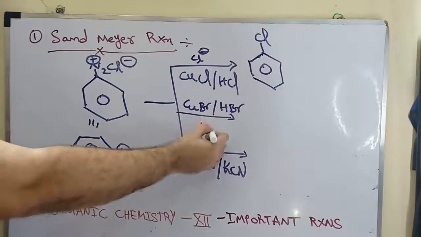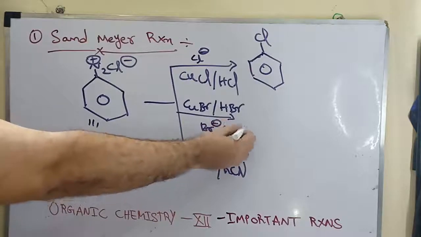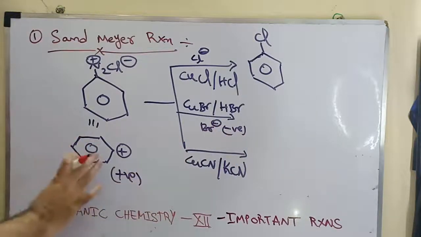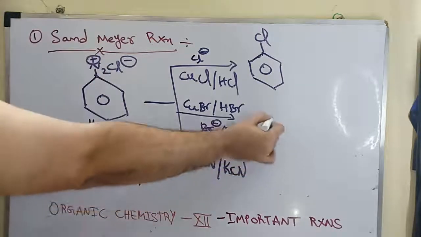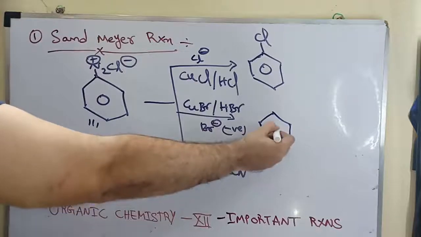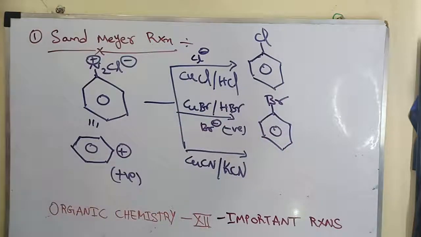Here bromine will come out, that is a negative part. And the positive part is from here, that is the benzene ring having positive charge. Just add the positive and the negative parts. That is the next one.